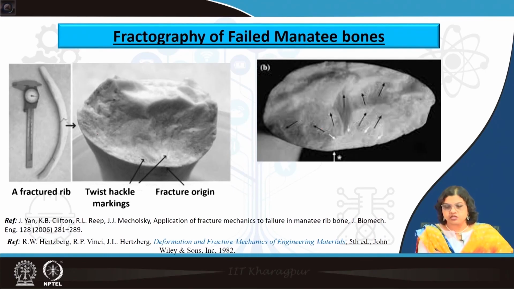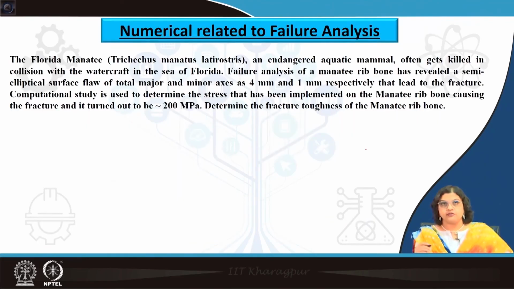From these images you can see that the crack initiation or the fracture initiation site is somewhere near the surface. Here it is very clearly visible that there might have been some kind of defect of this semicircular or semi-elliptical origin that might have led to the fracture. And here is one more example, a numerical, through which we will see how much the estimated fracture toughness of this manatee bone could be.